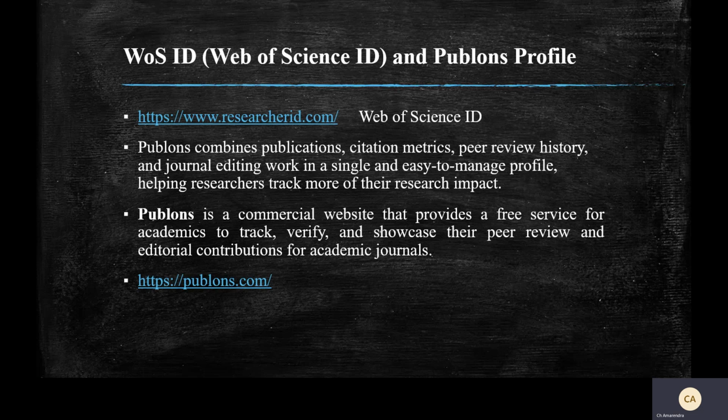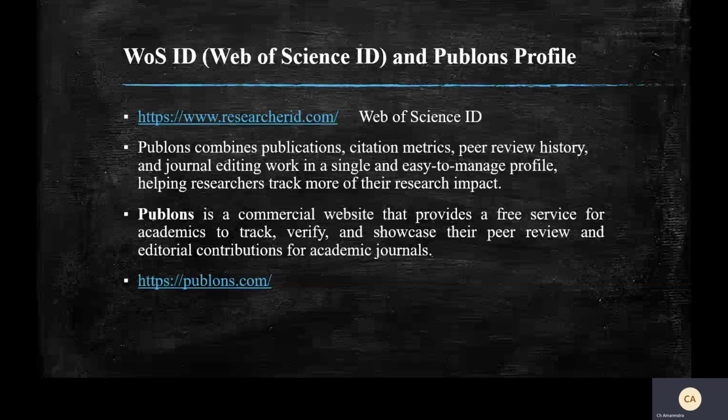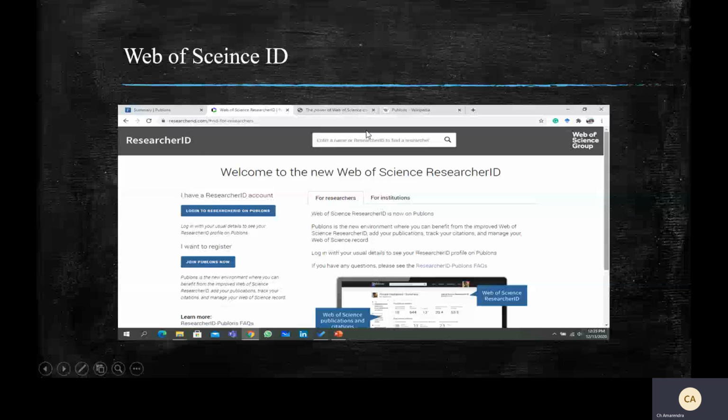So Publons is a commercial website that provides a free service for academics to track, verify, and showcase their peer review and editorial contribution for academic journals. So if you are a publisher, that means you have a publication history and you have a review history, all of those will appear in a single place, that is Publons. Okay, so the Publons site will look like this. So this is a Web of Science researcher ID. So this is a Publons profile.